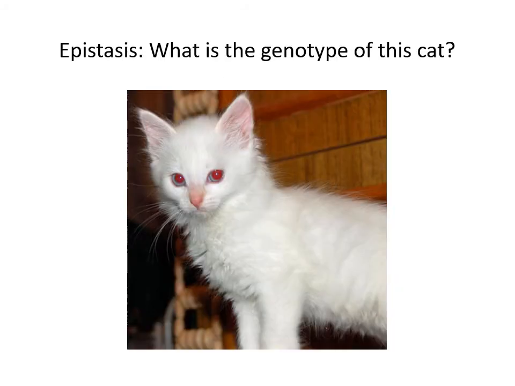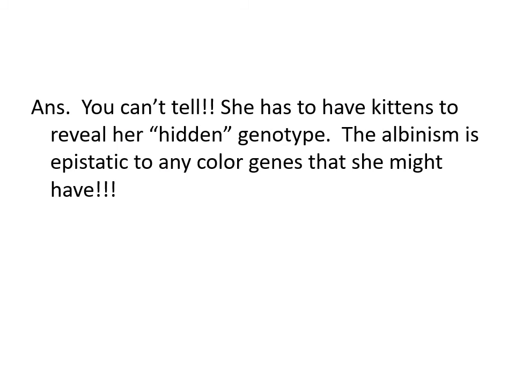So here we have an albino cat. What is the genotype of this cat relative to all these loci? Answer: we can't tell. She has to have kittens to reveal her genotype. So if you mated her to a homozygous recessive male, and you could look at the phenotypes of the kittens, you'd be able to guess at least some aspects of what her genotype is, or else do DNA testing on it. But the albinism is epistatic to any color genes that she might have.